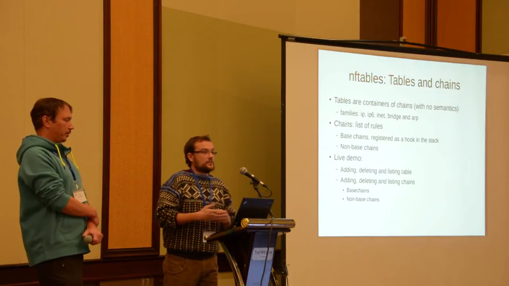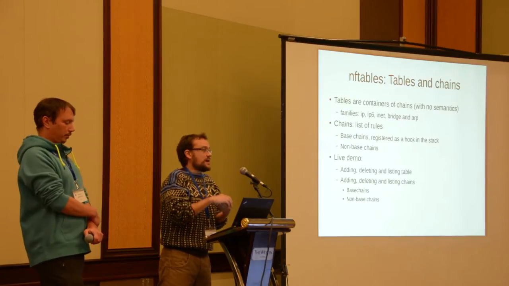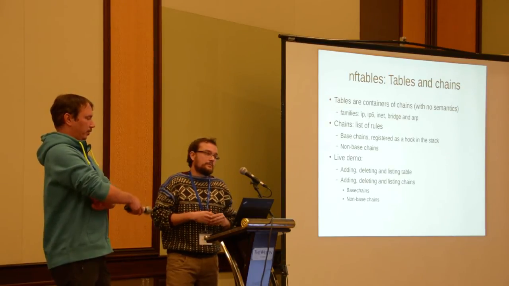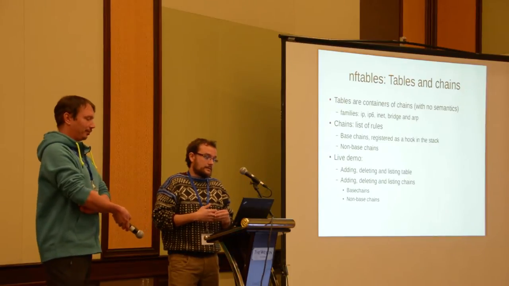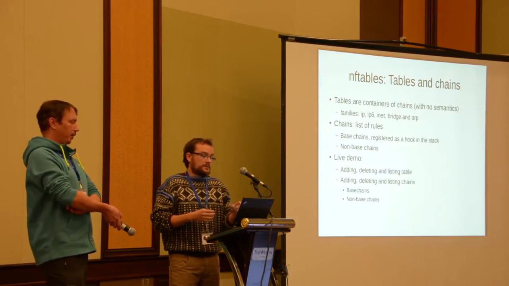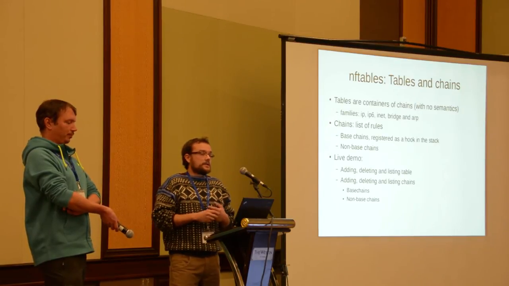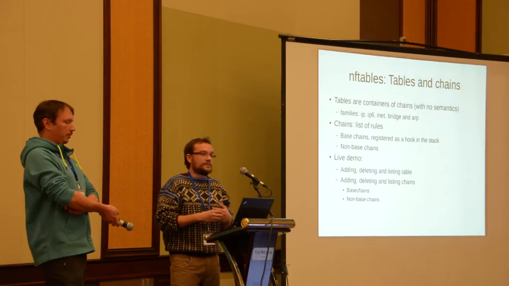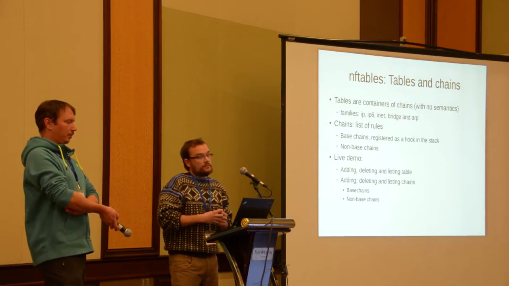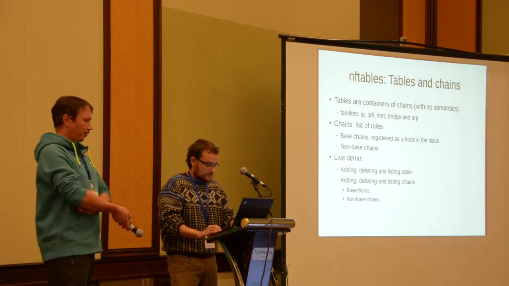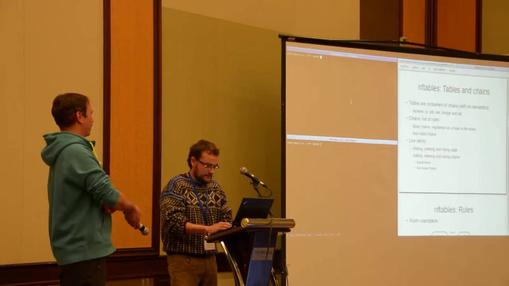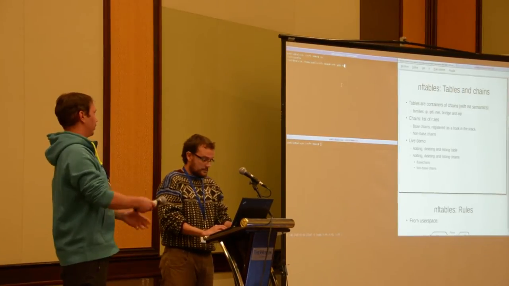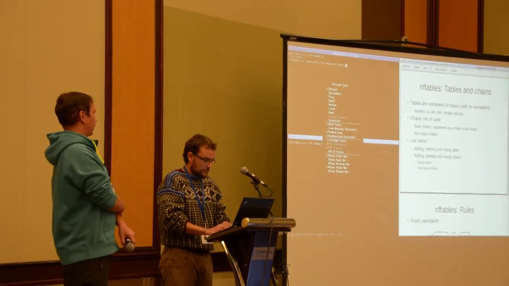So non-base chains are those chains that are not hooked, and don't see traffic in any of the five hooks that we have in the stack. So the non-base chains are attached using jump and goto actions from rules that are located in a base chain, right? So I'm going to just stop talking and make a short demo.